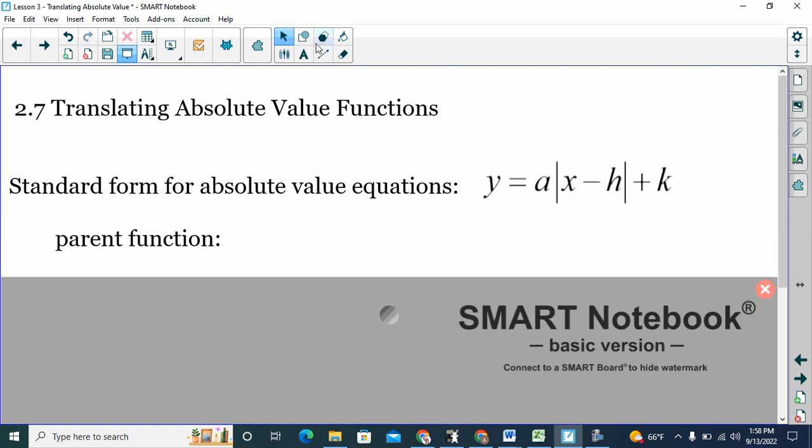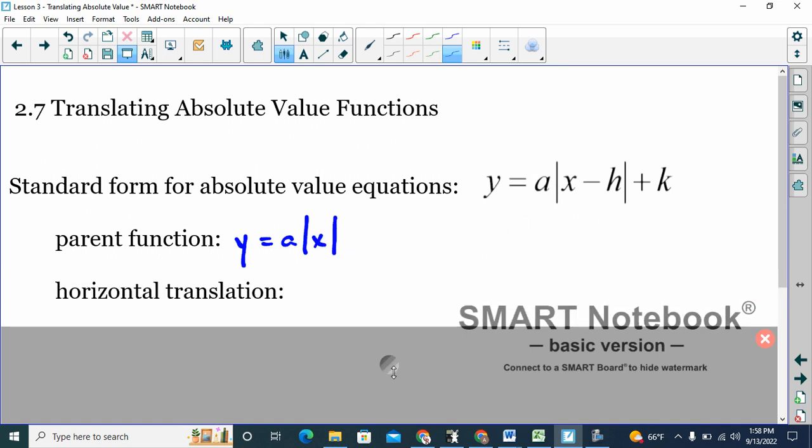The parent function, we'll be using that phrase a lot throughout this year of Honors Algebra 2, is the same as the original function, but without the translation. So if I take out the translation, which is right here and right here at the end, it's whatever's left over, which in this case would be y equals a times the absolute value of x. A times the absolute value of x is our parent function.